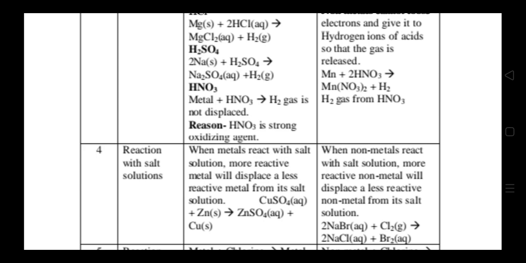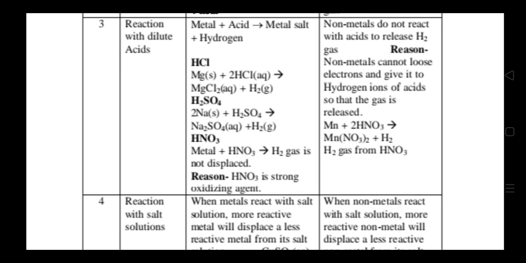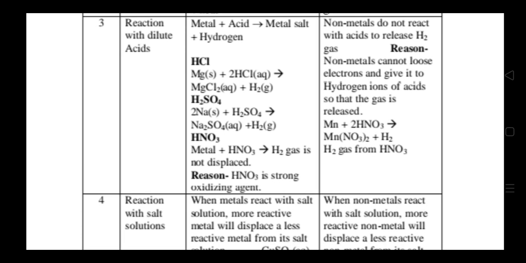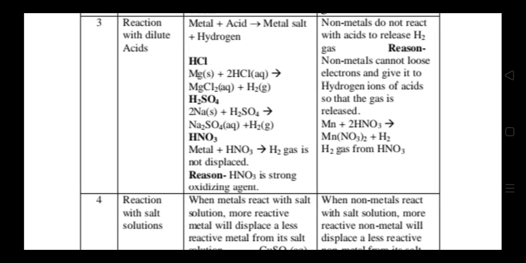Also, when metals react with nitric acid, HNO3, H2 gas is not displaced, because HNO3 is a strong oxidizing agent. But in the case of non-metals, they cannot lose electrons and give them to the hydrogen ions of the acid, so the gas is not released.